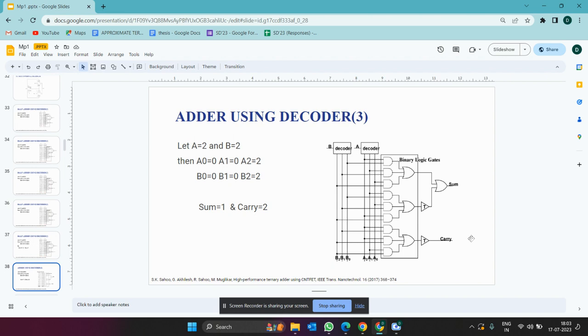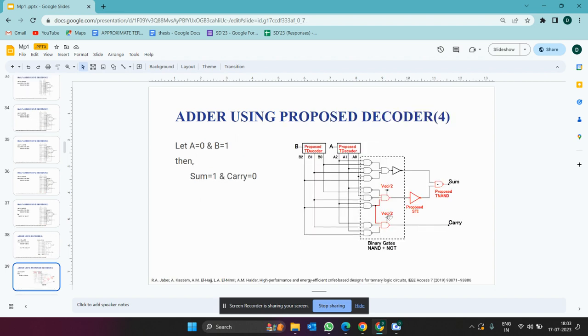This is the third adder we have considered from SK Saho and G Akhilesh paper. We have used the decoder here and the binary logic gates and the ternary inverters. This is the fourth design. This proposed decoder is proposed by the authors itself, and they have used the dual voltages here, and they also proposed a ternary NAND here.